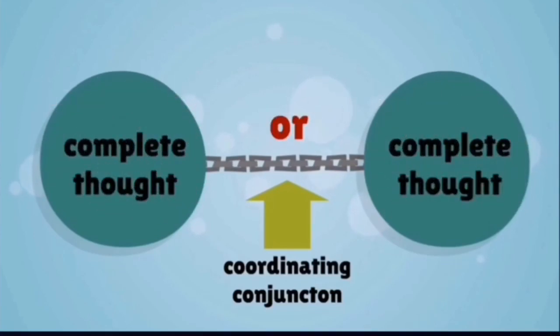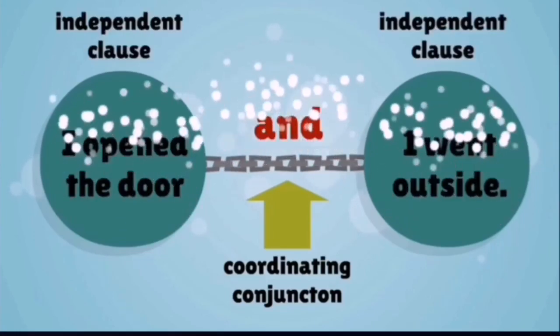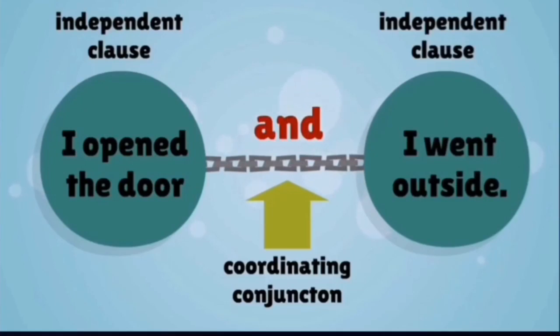Remember, as we learnt in our video on independent clauses, you can also think of an independent clause as a single, complete thought. So, what does all of this look like in reality? Here's an example: I opened the door, and I went outside. Notice that both of our independent clauses are single, complete thoughts, and that each could stand on its own as a simple sentence.